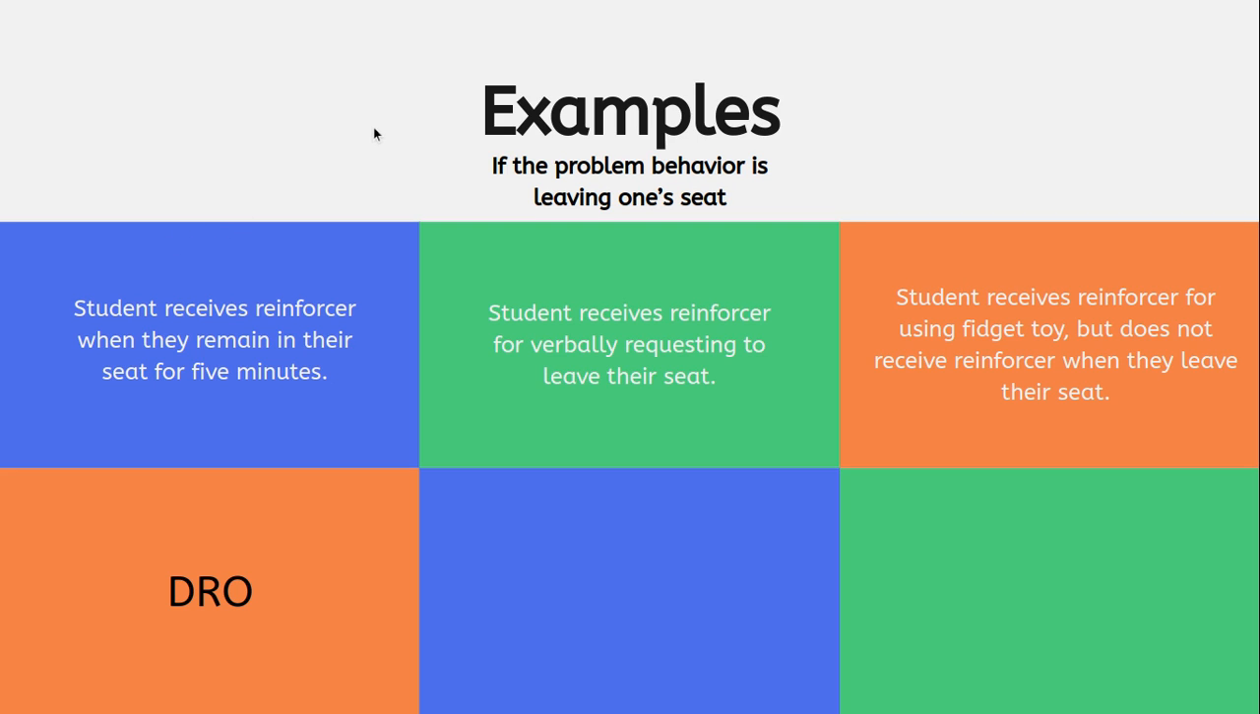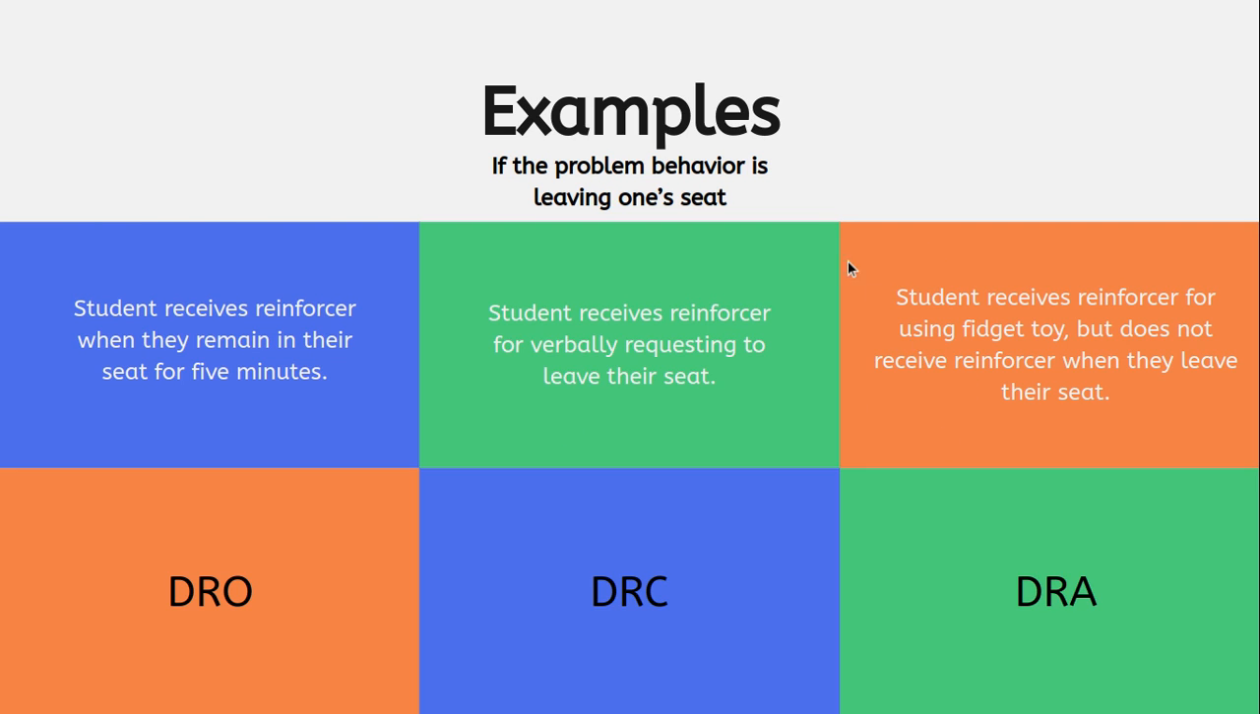The next one says that a student receives reinforcer for verbally requesting to leave their seat. This one would be DRC, because you're reinforcing their ability to communicate what they are trying to gain with the problem behavior. And then the last one says a student receives reinforcer for using a fidget toy, but does not receive reinforcer when they leave their seat. This would be DRA, because you are reinforcing an alternative behavior that serves the same function as the problem behavior.